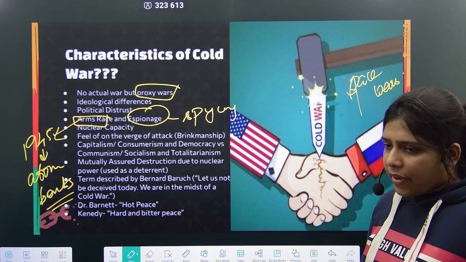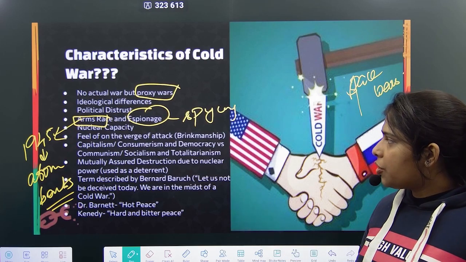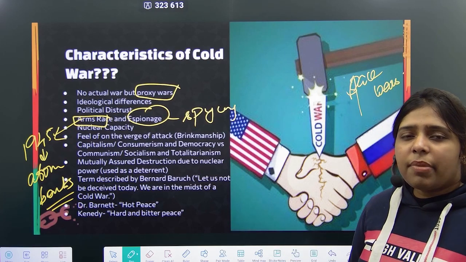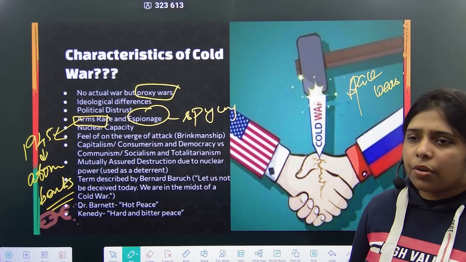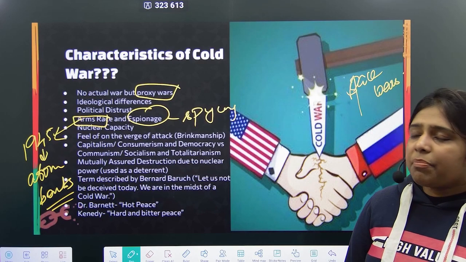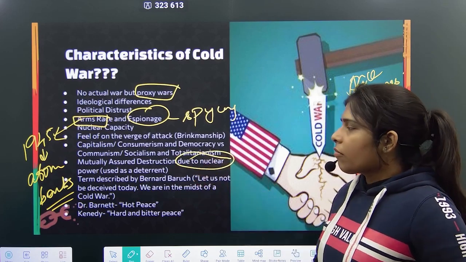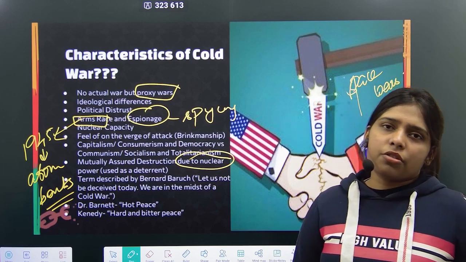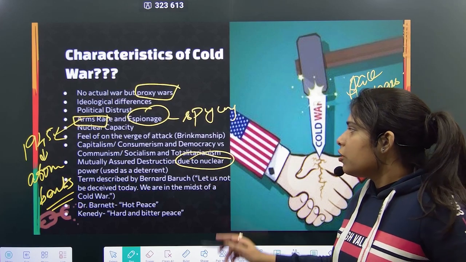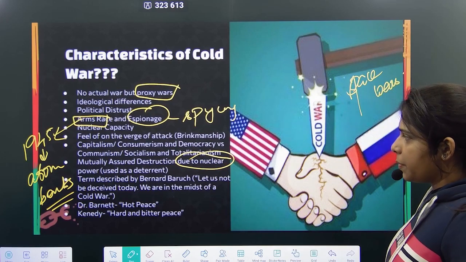People were very apprehensive of this mutually assured destruction, because both the powers sooner or later became nuclear capable. And people were very apprehensive that in a while, both these powers will destroy each other. So, mutually assured destruction.